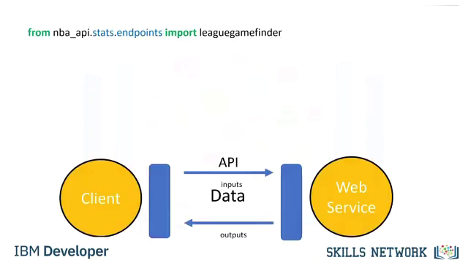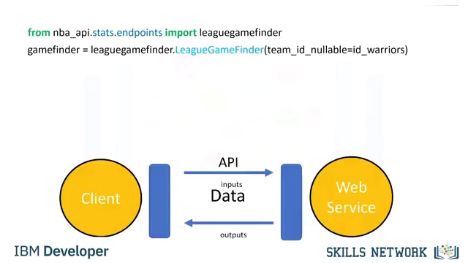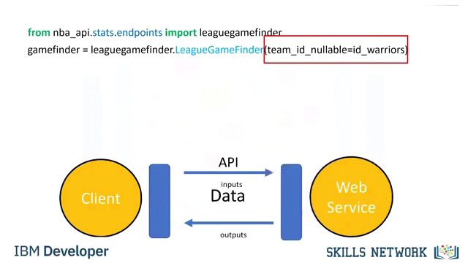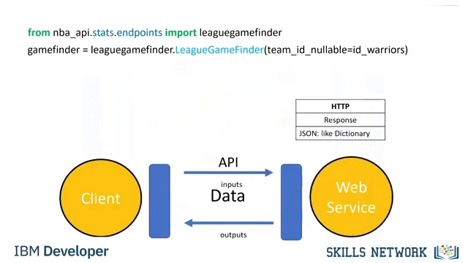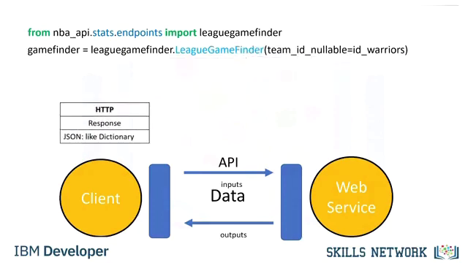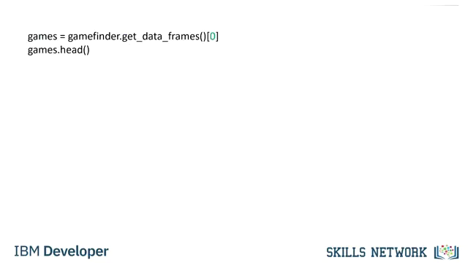The function LeagueGameFinder will make an API call. The parameter TeamID nullable is the unique ID for the Warriors. Under the hood, the NBA API is making an HTTP request. This is transmitted to NBA.com. The information requested is provided and is transmitted via an HTTP response. This is assigned to the object GameFinder. The GameFinder object has a method getDataFrame that returns a data frame.